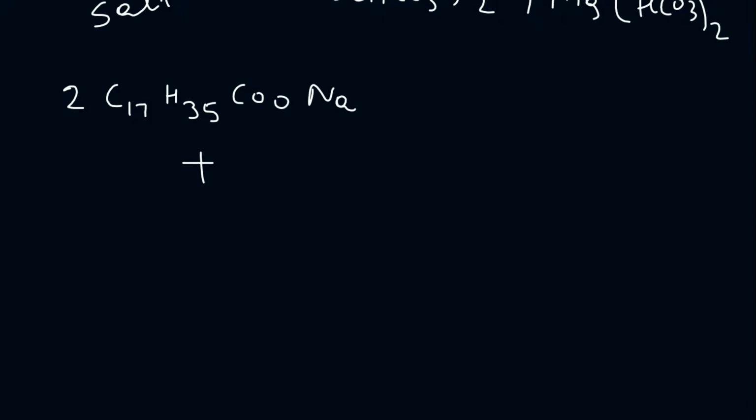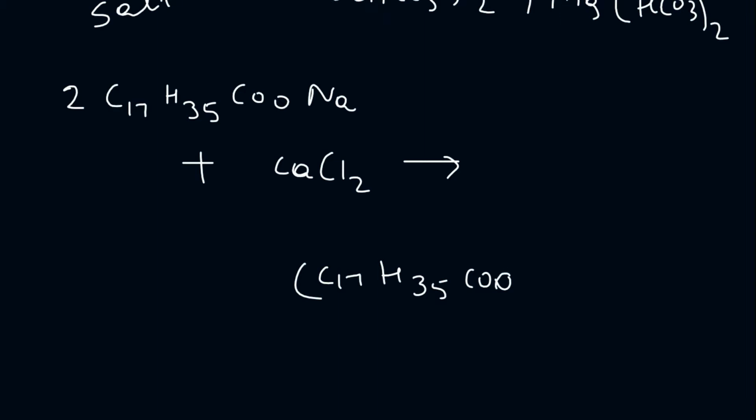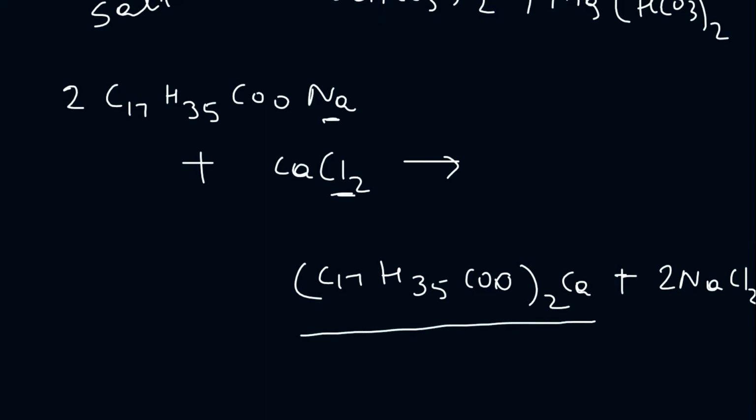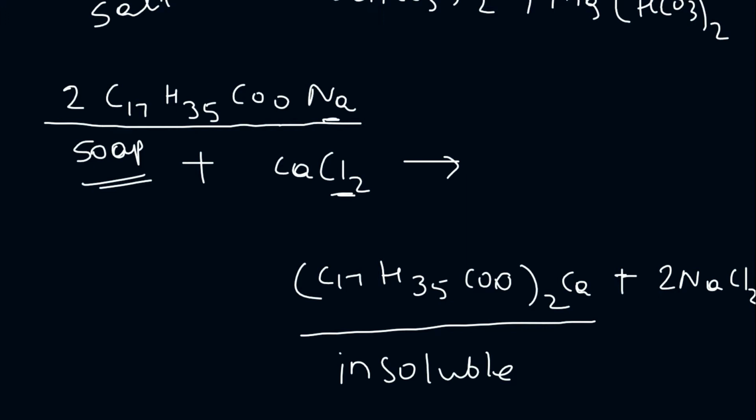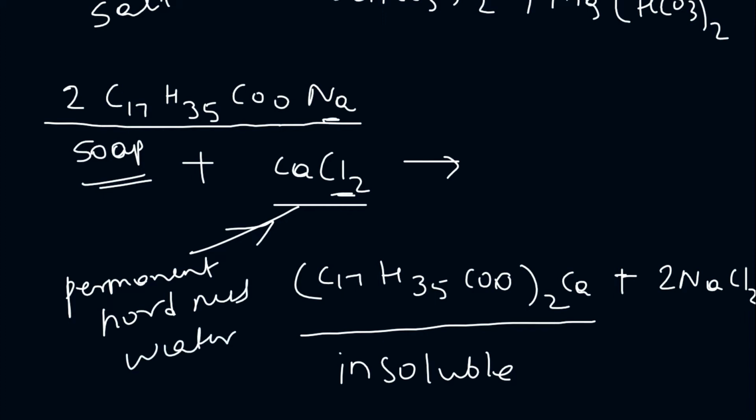2 C17H35COONa plus the permanent hardness of the water, that is CaCl2, gives us (C17H35COO)2Ca plus, this Na2 and this Cl will give 2NaCl. This part is insoluble. This is soap, and this is permanent hardness in water. So this is the reaction.